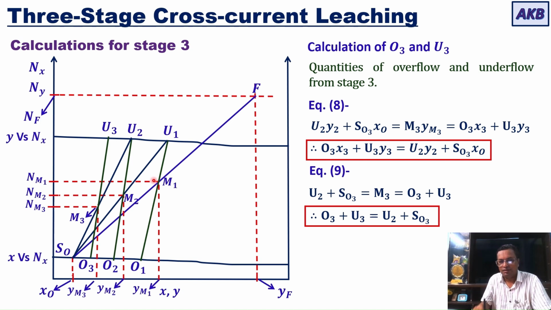So in this way, you have to do the analysis for multi-stage cross-current leaching. I have explained this with the help of a 3-stage cross-current leaching operation. I have told you how to write material balances for all the 3 stages, how to follow these material balances on the equilibrium diagram, and then how to draw the tie lines. So with this, I end my discussion for this video. In my next video, I will solve one numerical that is based on multi-stage cross-current leaching.